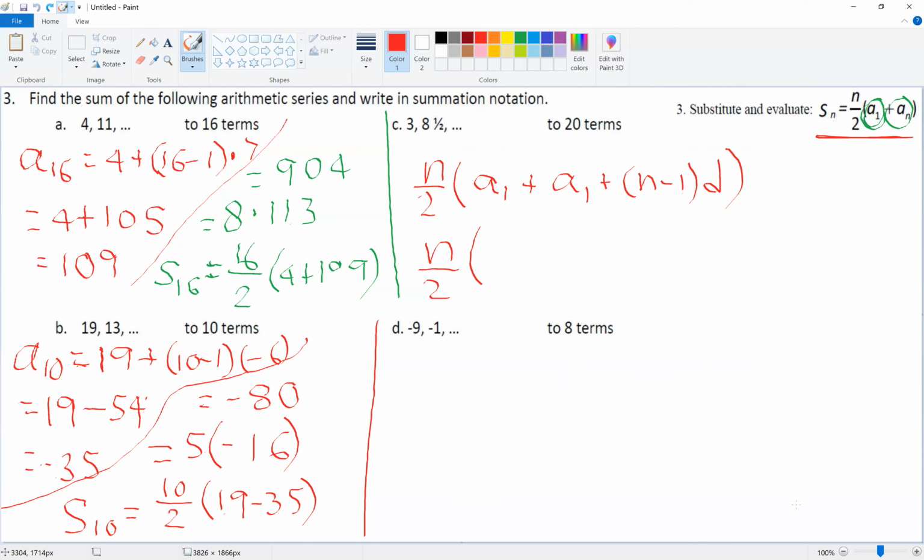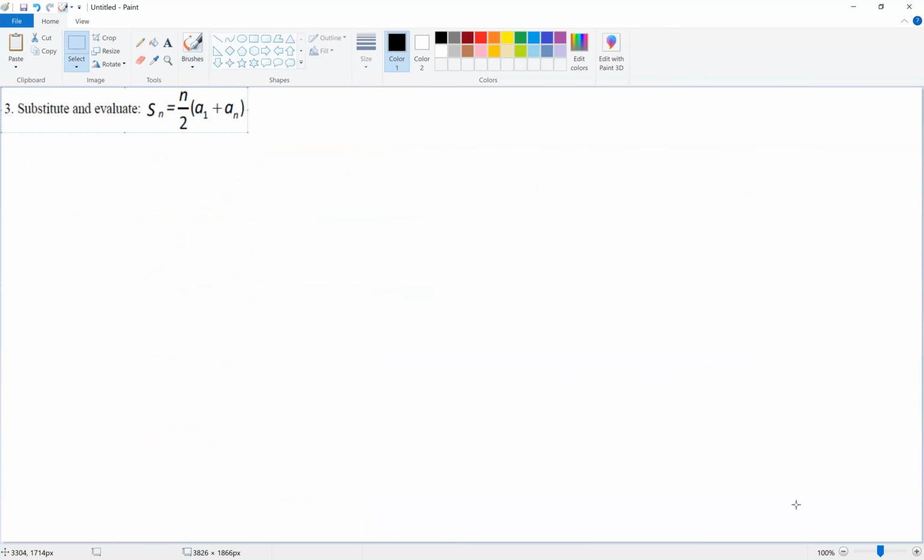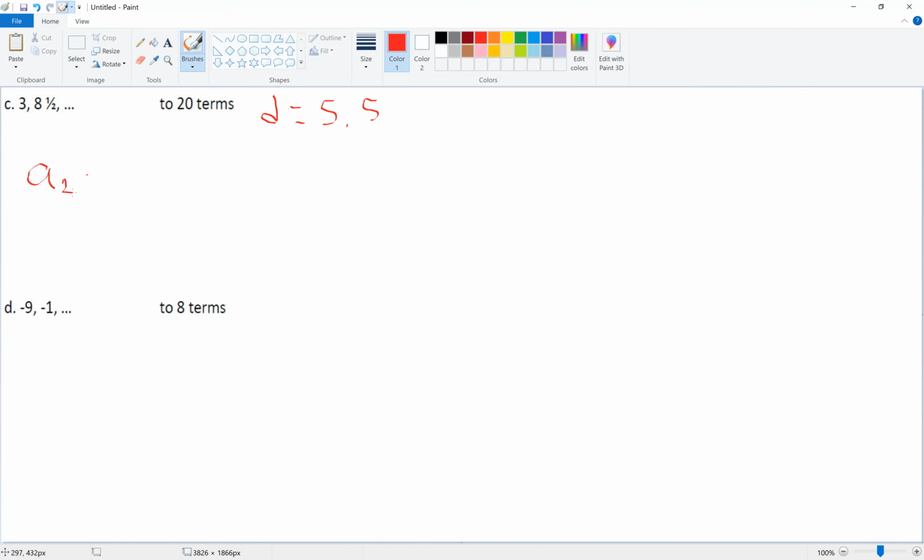All right, so the number C portion. So the common difference is 5.5. So to solve for a of n or a of 20, I did 3 plus 20 minus 1, which is 19, times 5.5, which is 107.5.